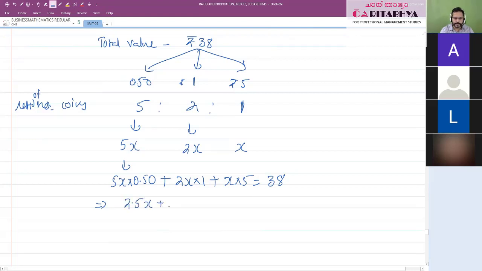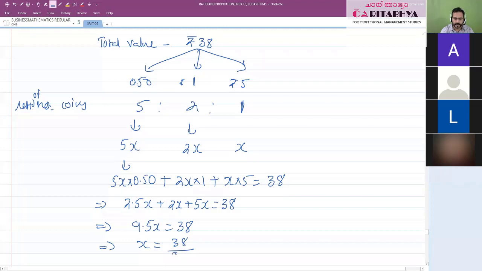0.5x plus 2x plus 5x is equal to 38. That implies 7 plus 2.5, 9.5x is equal to 38. That implies x is equal to 38 divided by 9.5. So, x is equal to 4.